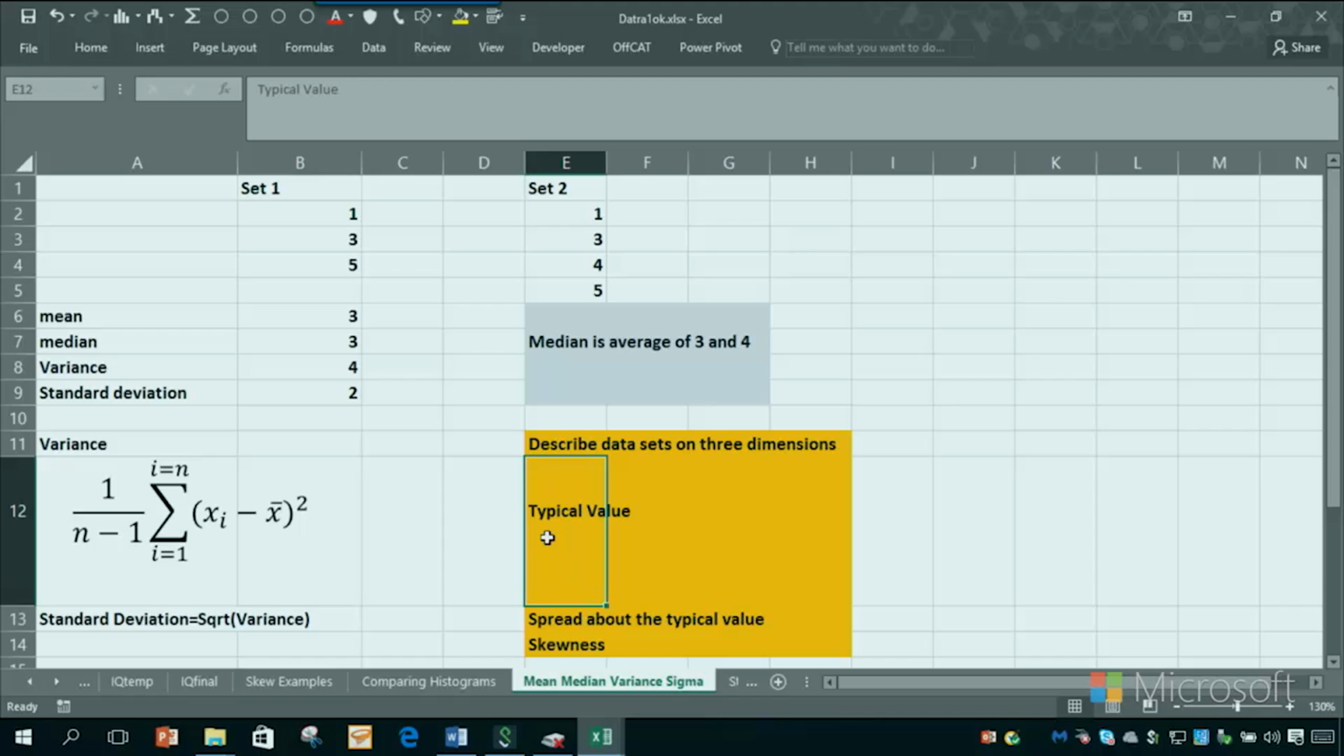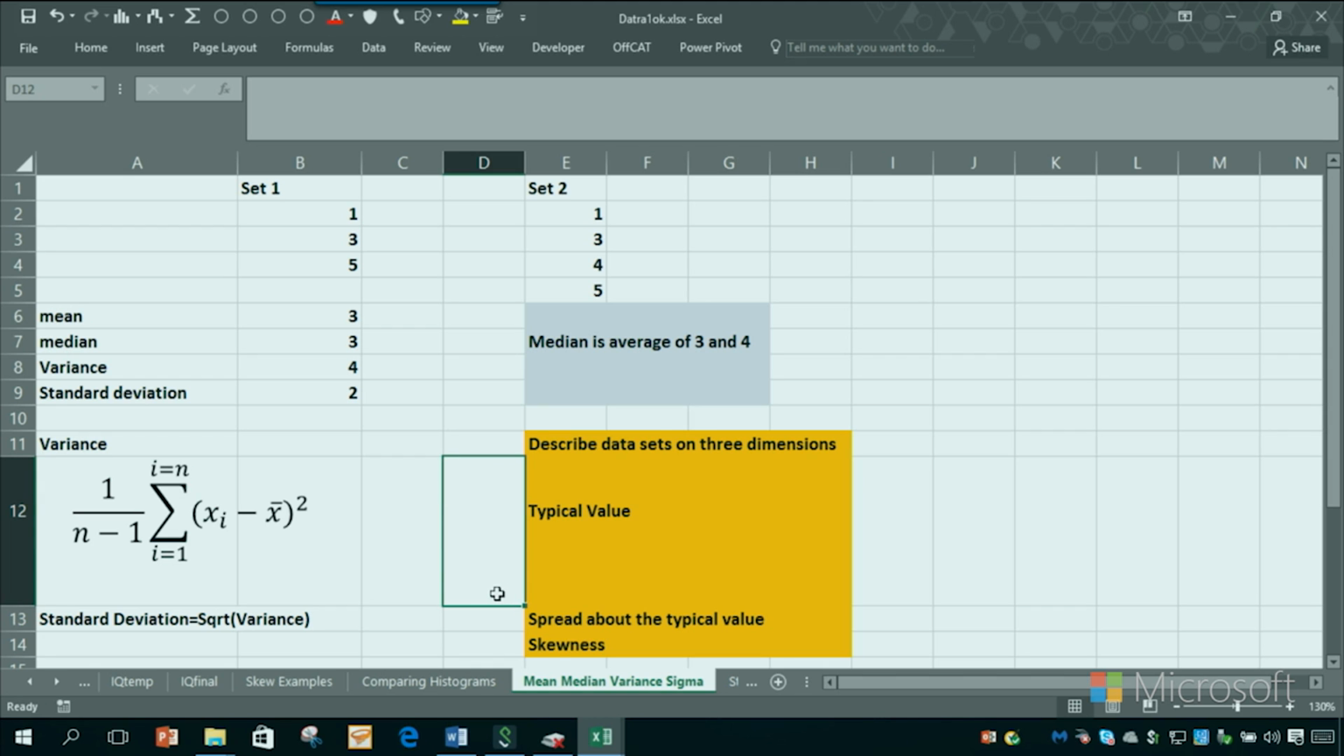So now that we know how to create histograms, we want to learn how to create numerical measures that can summarize a data set. What are the three dimensions on which we might want to summarize a data set? A typical value. What's a typical value for a data set? Spread about the typical value. How spread out is the data? Is it concentrated towards the typical value, or does it really vary a lot? And then skewness, which we've talked about: positively skewed, negatively skewed, or symmetric.